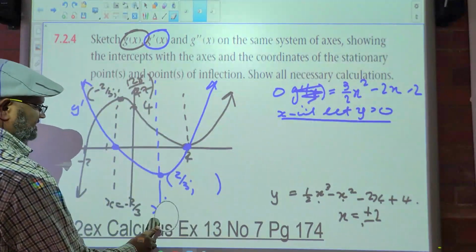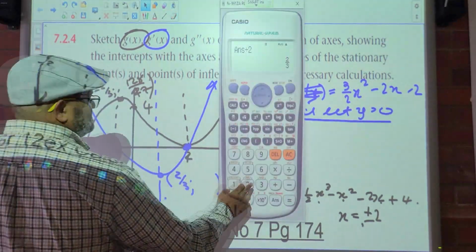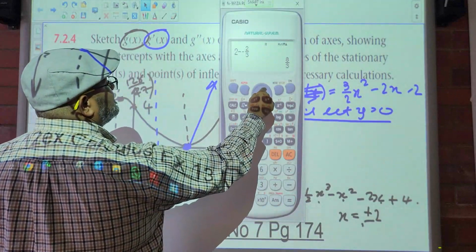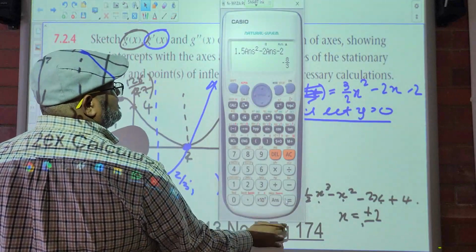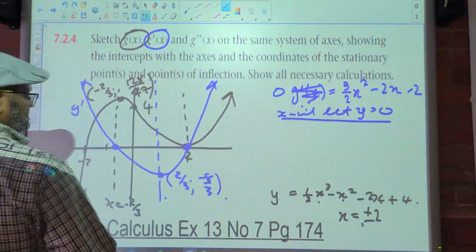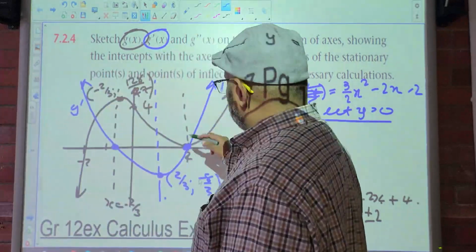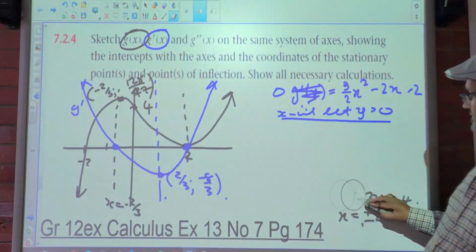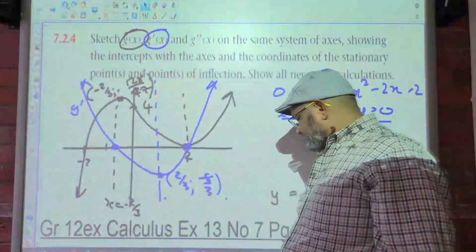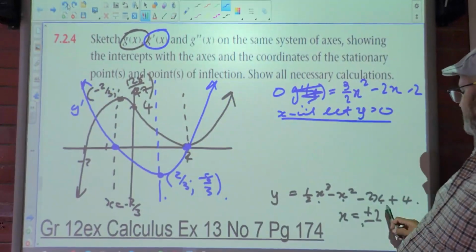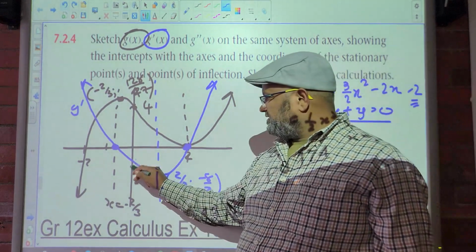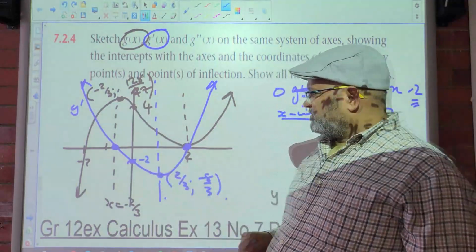Okay, so this is 2 over 3 here. So it's 2 over 3. You'll answer -8 over 3, is that correct? -8. Thank you. So this is the G prime of X. And of course now you have a y intercept of -2.